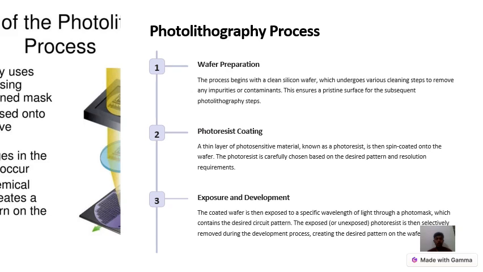Photolithography process. Wafer preparation. The process begins with a clean silicon wafer which undergoes various cleaning steps to remove any impurities or contaminants. This ensures a pristine surface for the subsequent photolithography steps. Photoresist coating. A thin layer of photosensitive material known as a photoresist is then spin coated onto the wafer. The photoresist is carefully chosen based on the desired pattern and resolution requirements.